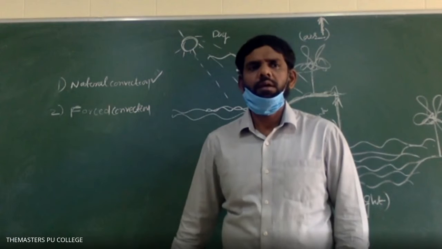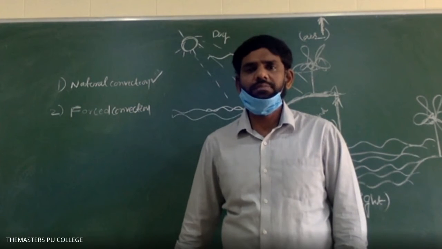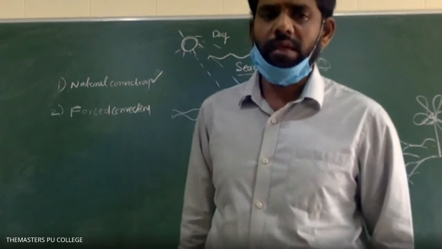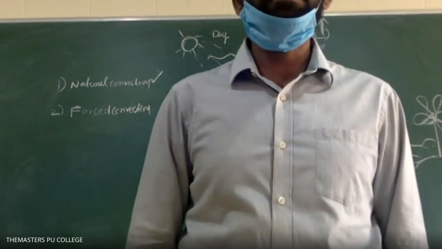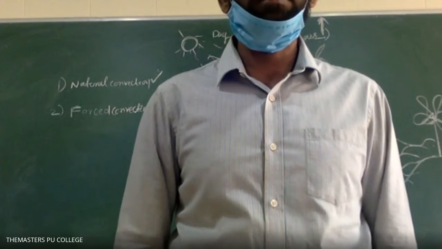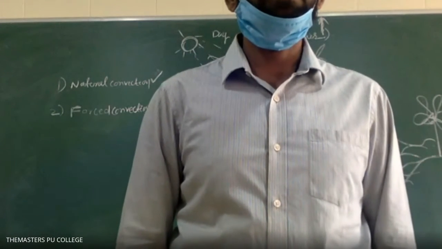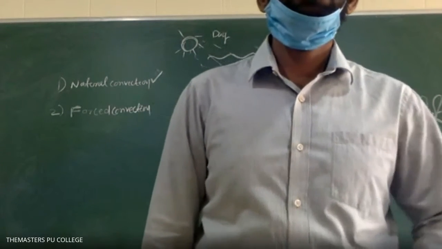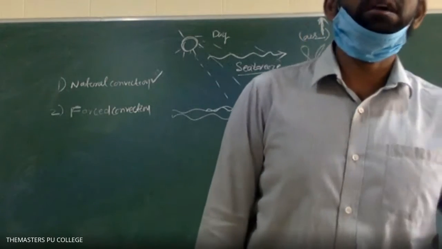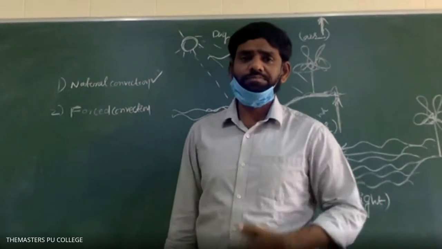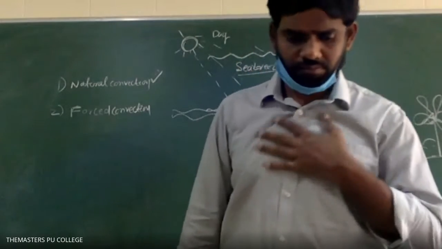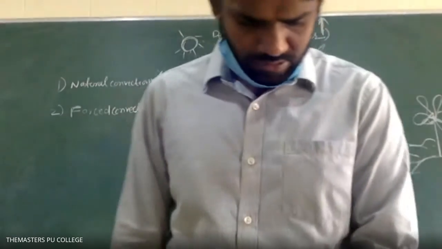Example: land breeze, sea breeze, monsoons, etc. These are the examples of natural convection. One note you can write.